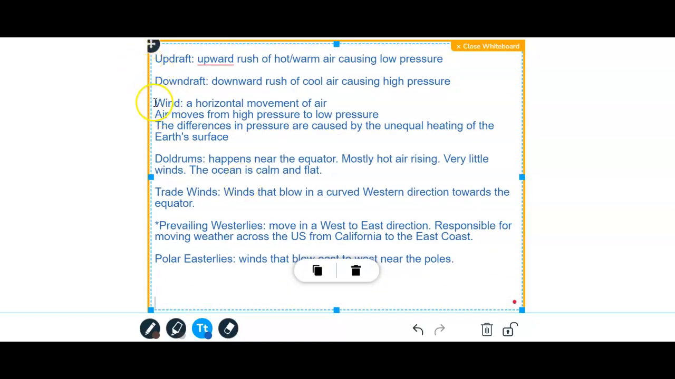Can you see wind right here? Can you guys see that? Wind is a horizontal movement of air. Now, Cameron, air moves from high pressure to low pressure.